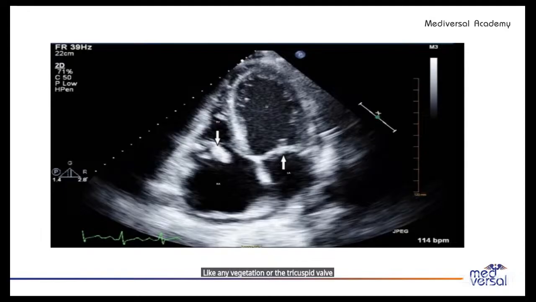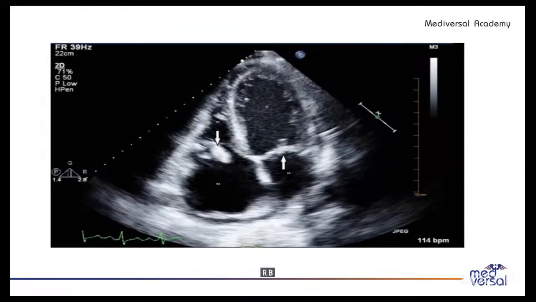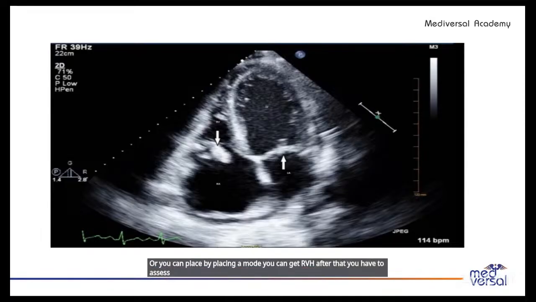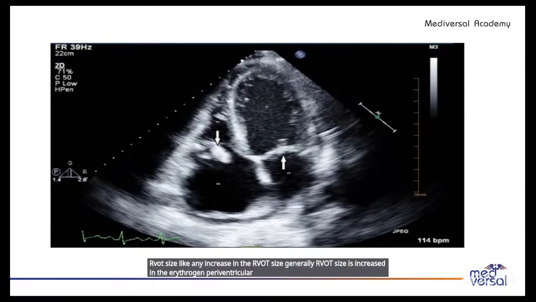And after assessing RA and RV size, you have to go for RVH measurements. By simple visual assessment, experienced people can tell whether RVH is present or not, or by placing M mode you can measure RVH. After that you have to assess RVOT size, like any increase in the RVOT size. Generally RVOT size is increased in arrhythmogenic right ventricular dysplasia, ARVD or ARVC.